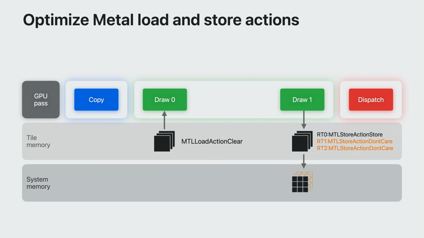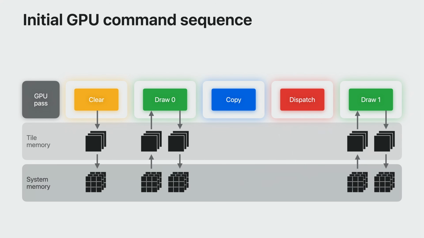Metal allows control of the store action for each render target. In this case, you can use store action store for the first render target and store action don't care for the other ones. And that's it.